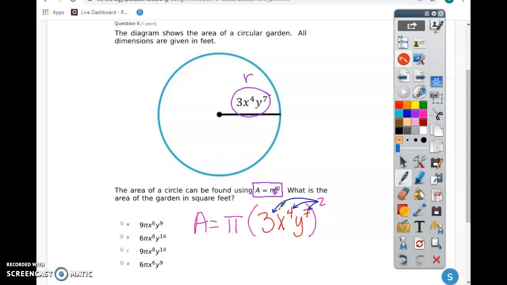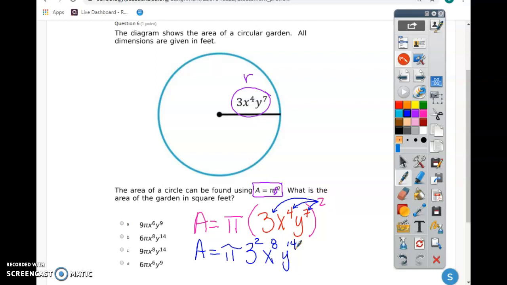So when I rewrite it, it's A equals pi 3 squared. We're going to look right now to see what that gives me in Desmos in the calculator. And then we're going to multiply these two. What's 4 times 2? 8. So my x is to the 8th power. What's 7 times 2? 14. So that's y to the 14th power.